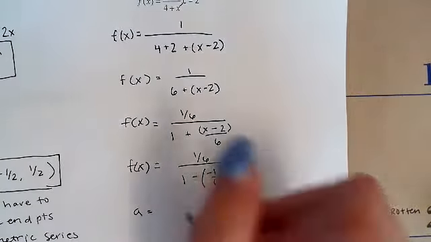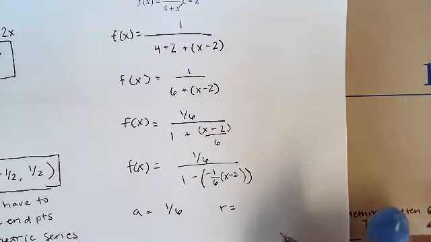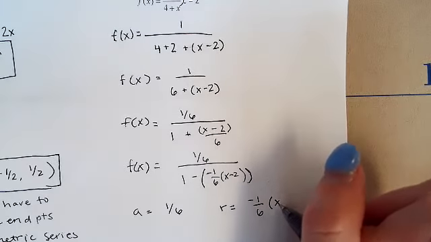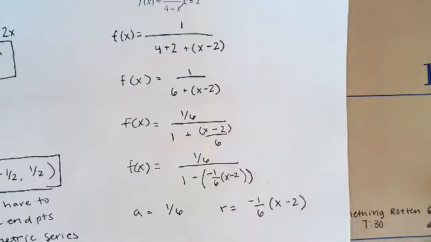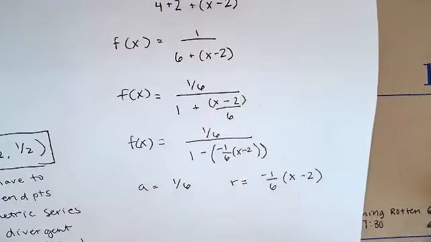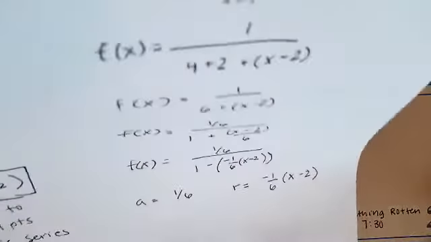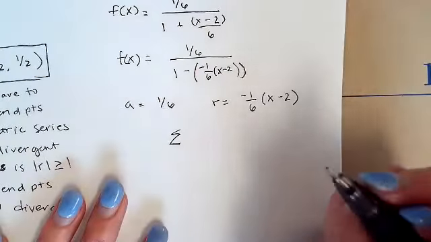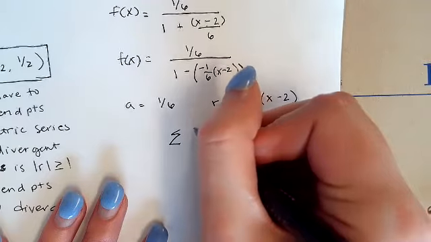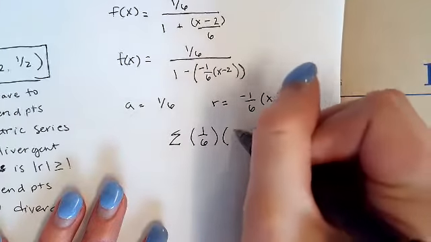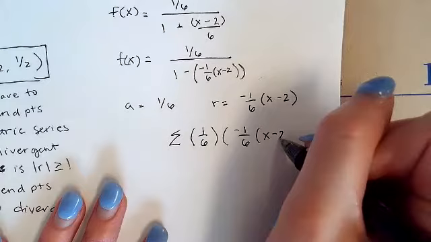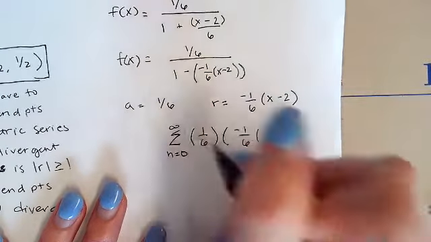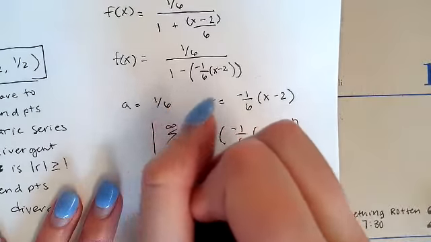What is A? 1/6. It's whatever is on top. What is R? Negative 1/6 x plus 1/3. Do we have to distribute? We don't have to distribute. I will put that into my geometric power series. So we have A times R to the n. So A is 1/6. R is negative 1/6, x minus 2 to the n. So that is our geometric power series.